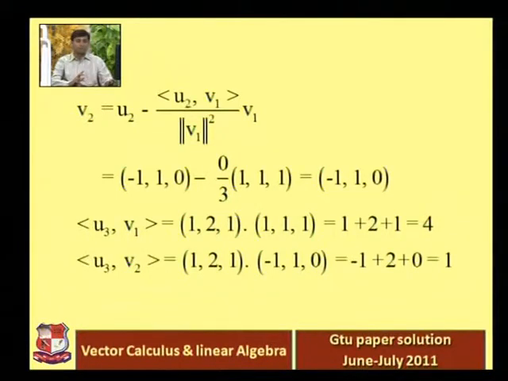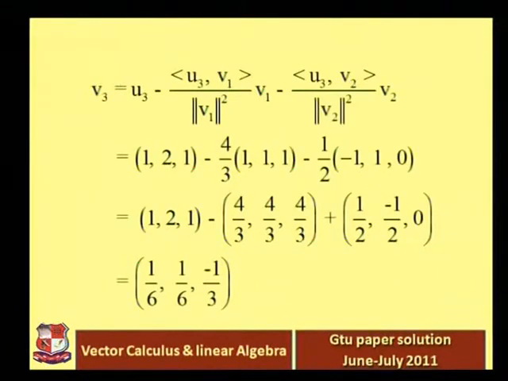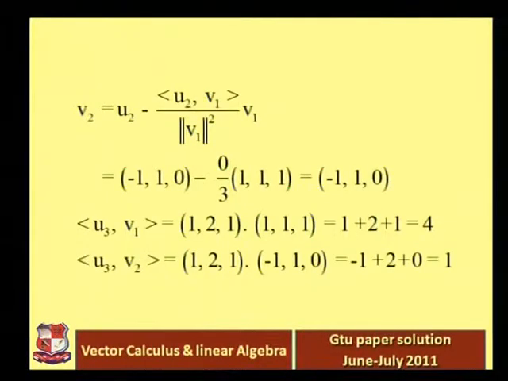Now we have the formula v3 equal to u3 minus (inner product of u3 and v1 over norm v1 squared) times v1 minus (inner product of u3 and v2 over norm v2 squared) times v2. So we have to find the inner products of u3 with v1 and v2. Inner product of u3 and v1 is (1, 2, 1) dot (1, 1, 1), that is 1 plus 2 plus 1, equal to 4. Inner product of u3 and v2 is (1, 2, 1) dot (-1, 1, 0), that is -1 plus 2 plus 0, equal to 1.